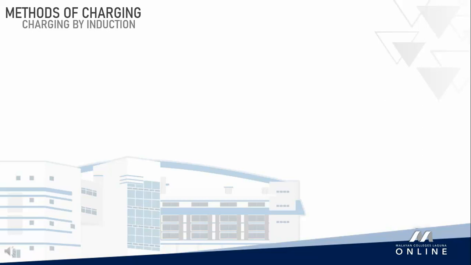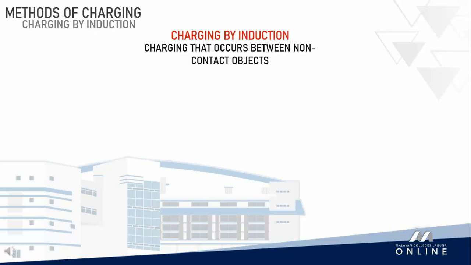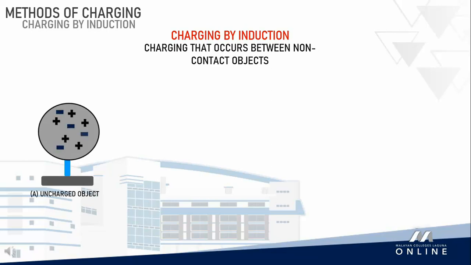Aside from charging by friction and by conduction, which require the objects touching each other, an object can be charged even if they are not in contact. This method of charging is called induction. To illustrate induction, let's say we have a ball on an insulating stand, which is a conductor because it allows the movement of the charges to take place.